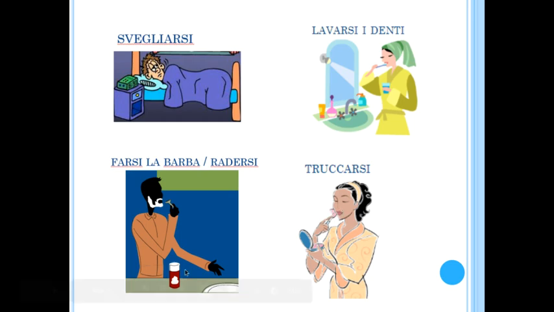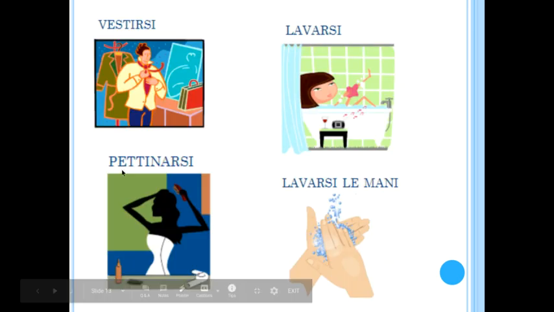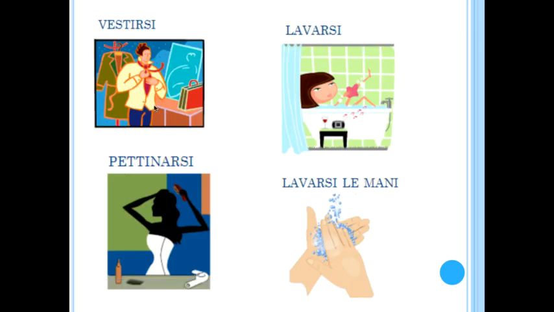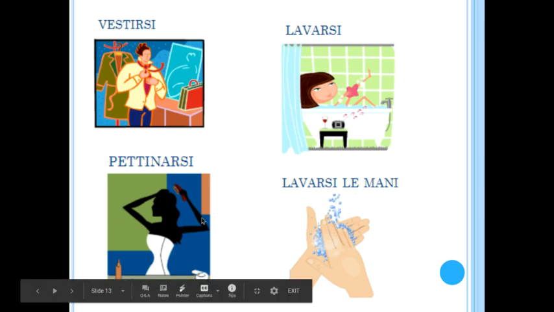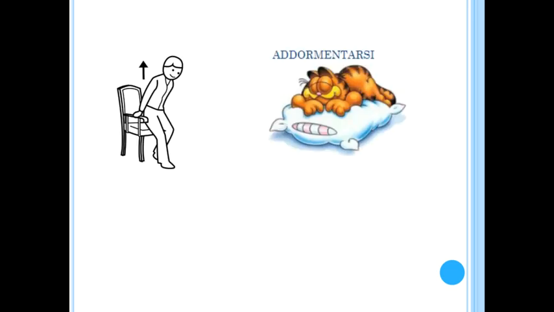So you conjugate it for the verb fare. Truccarsi, to put on makeup. Vestirsi, to get dressed. Lavarsi, to wash oneself. Pettinarsi, to comb one's hair. Lavarsi le mani, to wash one's hands. Alzarsi, to get up. Addormentarsi, to fall asleep.